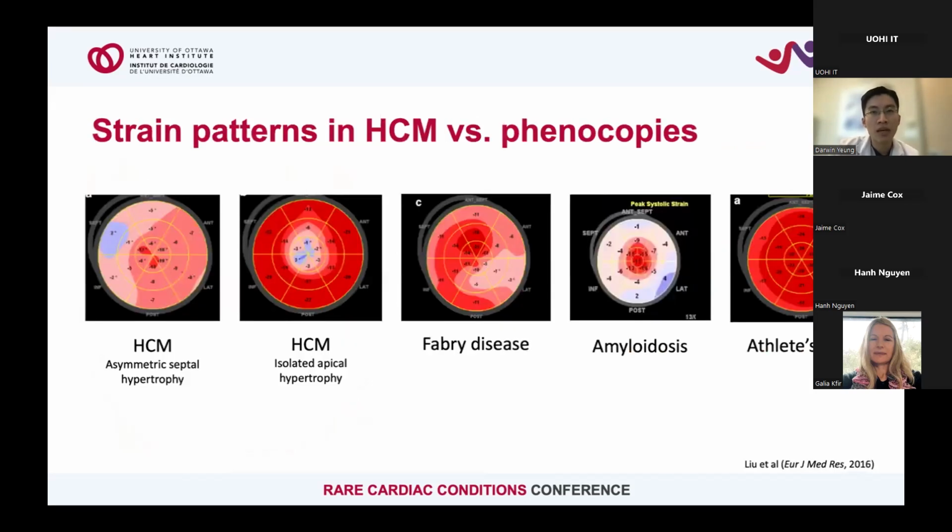An additional way that strain imaging can be important is to help differentiate between possible cardiomyopathies related to increased LV wall thickness. So patients with the classic septal hypertrophy HCM will have strain abnormalities localized in the areas of increased wall thickness in the septum. Patients with the classic apical variant HCM will have strain abnormalities localized to the apex. Patients with Fabry disease are thought to have these strain abnormalities, as mentioned, in the inferolateral wall. And those with amyloidosis have this relative apical sparing pattern.